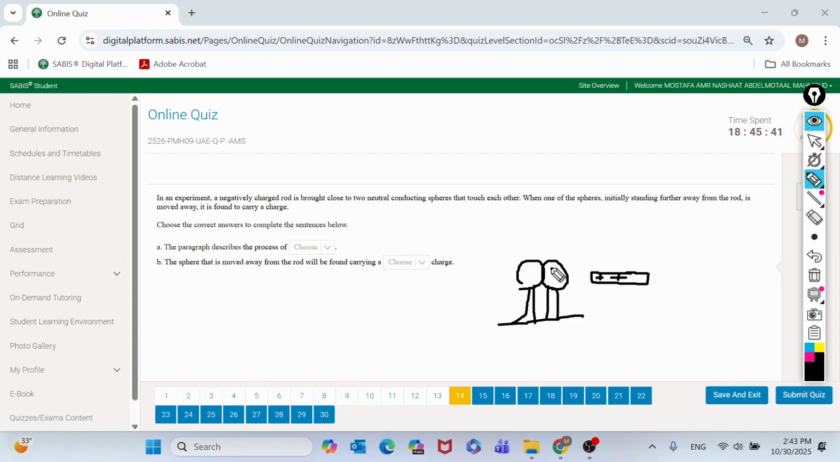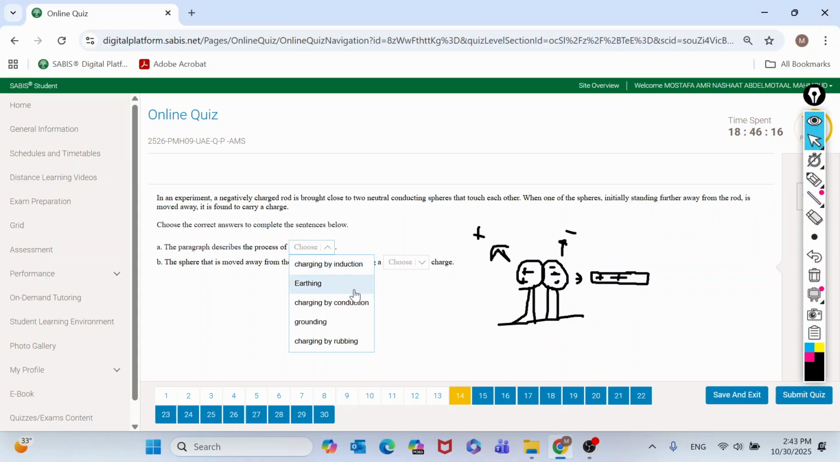So then the negative charge would go here towards the rod. If the rod was negative, this would be positive. And then the negative charge goes here, so that means this side is positively charged, right? So then if you separate them, this ball would be positive, and this one would be negative. But you don't let the rod touch. That's how induction works.